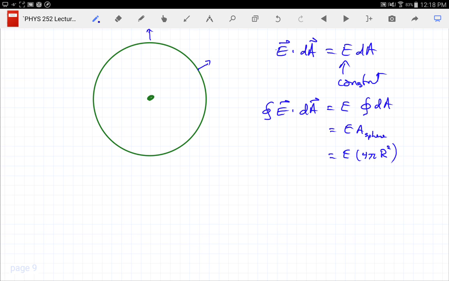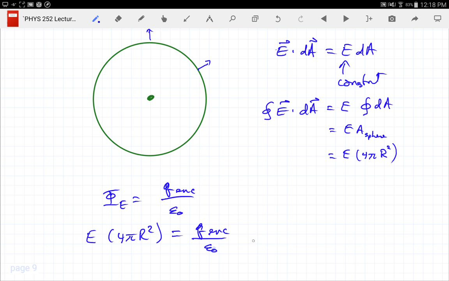So what we have is the electric field times 4 pi r squared is my flux. Now if I take Gauss's law, the flux is equal to the charge enclosed over epsilon 0. That gives me electric field times 4 pi r squared equals charge enclosed over epsilon 0. We'll solve that for electric field.